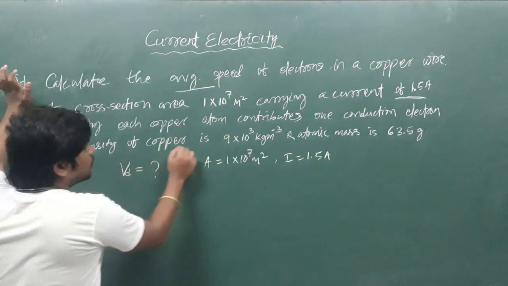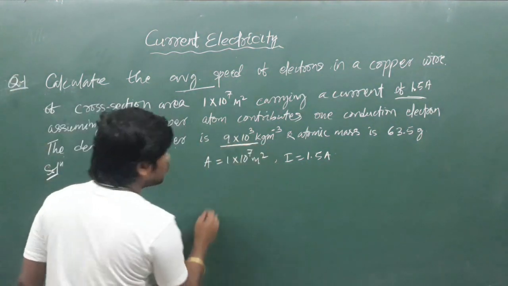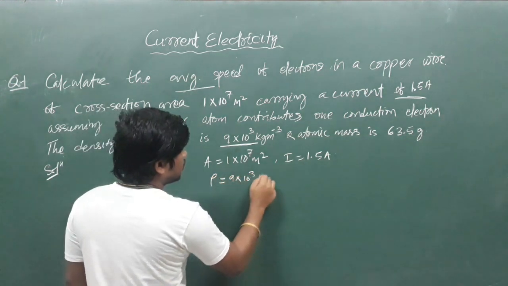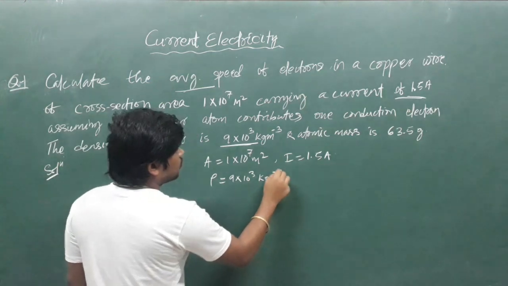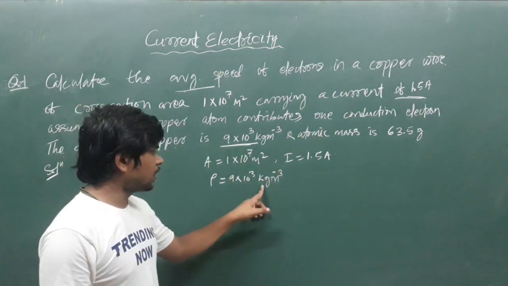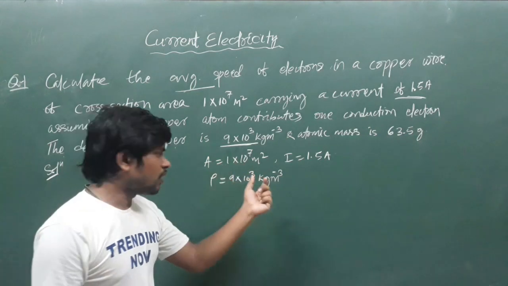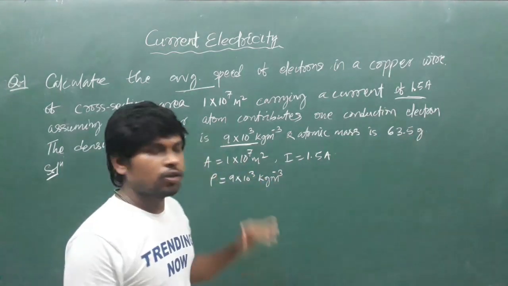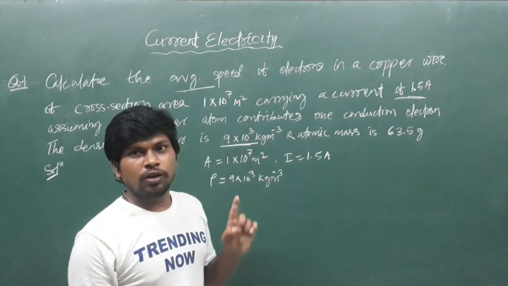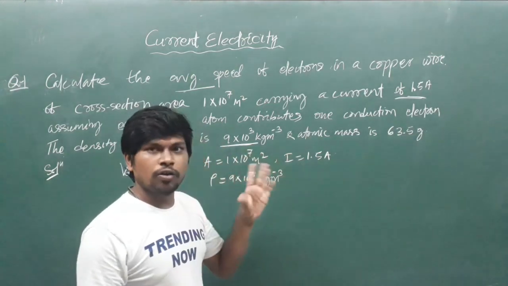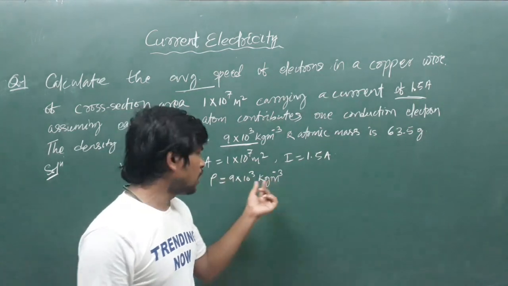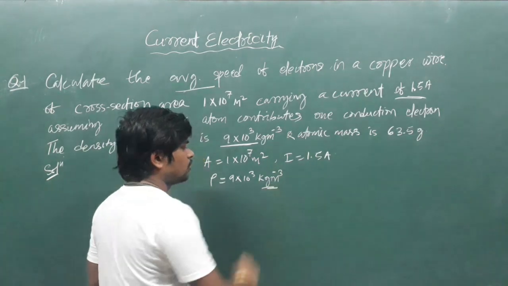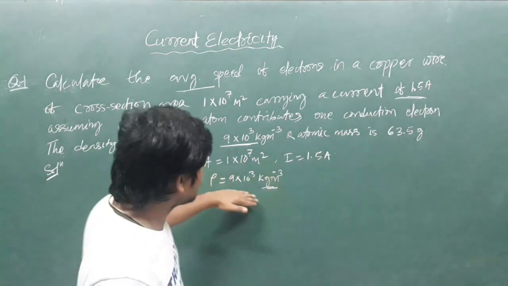The density of copper is how much? Rho is given. Rho is 9 into 10 to the power 3 kg per meter cube. That means, kya diya gaya hai? 1 meter cube ka mass kitna hai? Itna. Density matlab mass per unit volume. To aap maan lo 1 meter cube le lo, wahan par kitna copper hoga? 9 into 10 to the power 3 kg. This is kg per meter cube. That means I'm solving, I'll start from here.